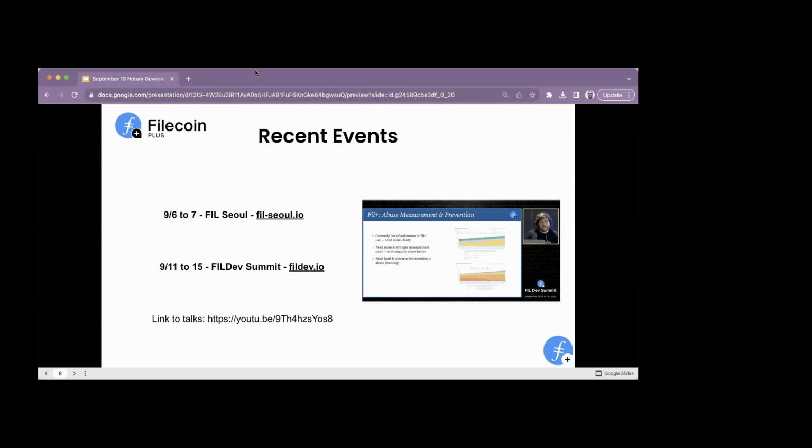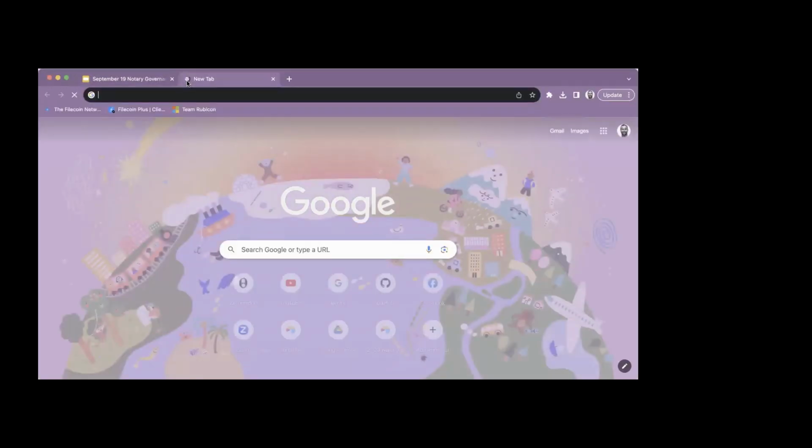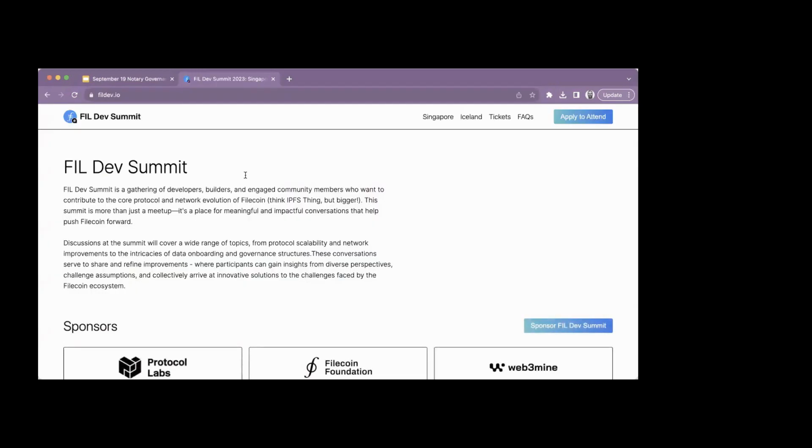If you're curious what those talks are, I'm going to load up the screen that shows exactly what took place. This way you can get a sense of what's coming up at some of the next conferences. So these are the Phil Dev Summits. The next one is coming up next week, taking place in Iceland.